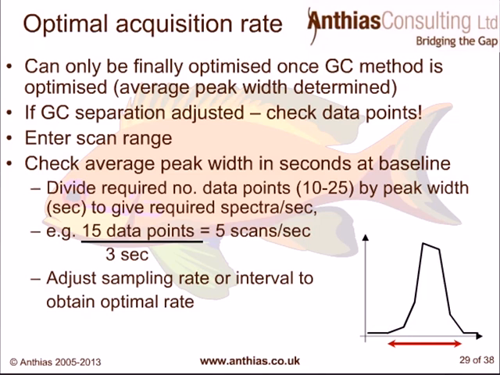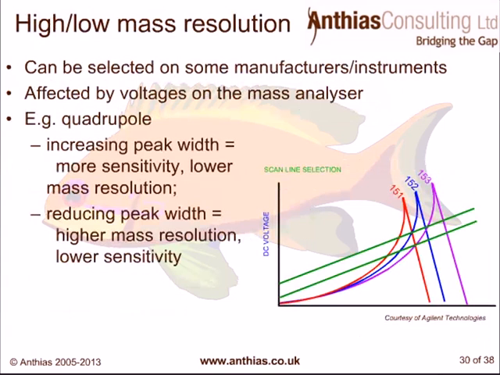We find out in seconds the peak width at the baseline, and we determine how many data points we want. For example, if we wanted 15 data points and our peak width is 3 seconds wide, that would give us 5 scans per second we want to be aiming for when we're optimizing our mass spec method. We then adjust our sampling rate or interval, or whatever other parameter the manufacturer has, to obtain that number of scans per second.